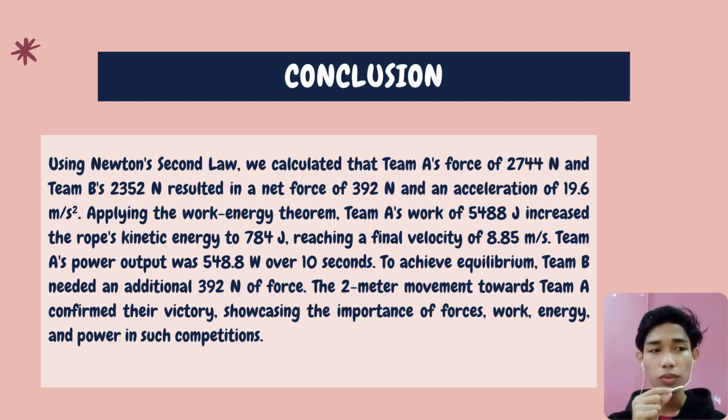Team A's power output was 548.8 watts over 10 seconds. To achieve equilibrium, Team B needed an additional 392 newtons of force. The 2-meter movement toward Team A confirmed their victory, showcasing the importance of forces, work, energy, and power in such competitions.